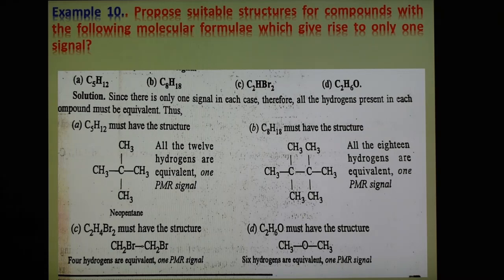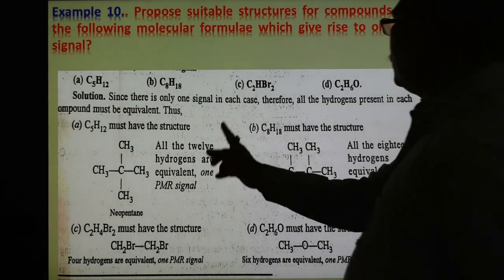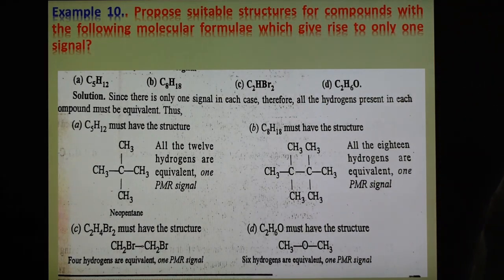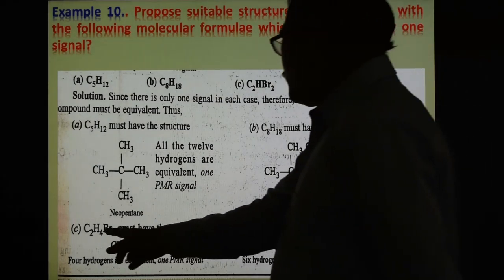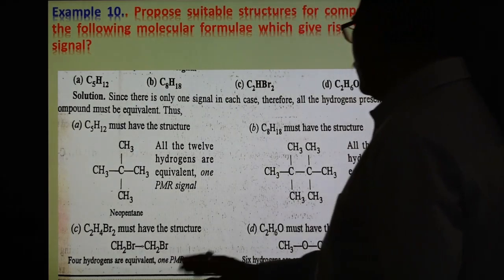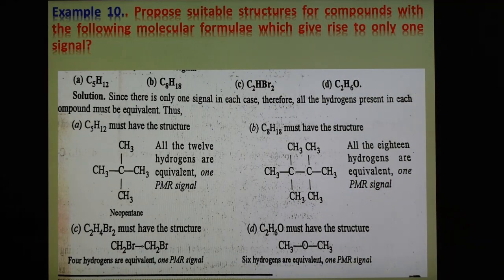The third compound is C2H4Br2, which must have the structure CH2Br, CH2Br. Both CH2 groups are equivalent, therefore they give only one signal.